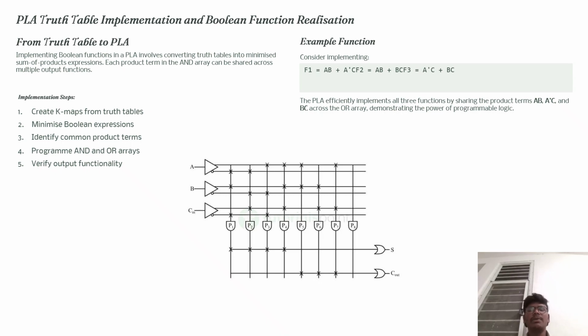F1 equals AB plus A' C, F2 equals AB plus BC, F3 equals A' C plus BC. The PLA efficiently implements all three functions by sharing the terms AB, AC, A' C, and BC across the OR array, demonstrating the power of programmable logic.